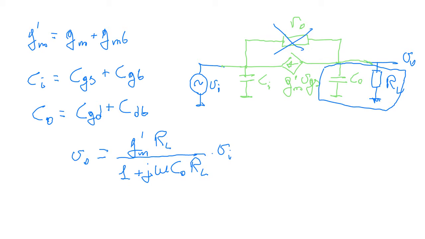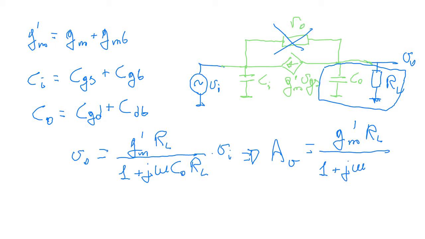Okay, so from this the gain is just this Gm prime multiplied by RL over 1 plus the frequency times the output capacitance and the load resistance.